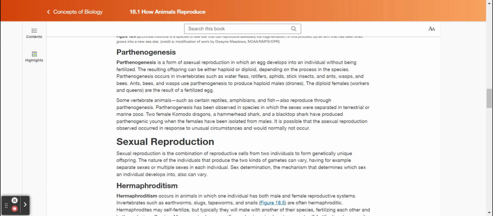Parthenogenesis has been observed in species in which the sexes were separated in terrestrial or marine zoos. Two female Komodo dragons, a hammerhead shark, and a blacktip shark have produced parthenogenic young when the females have been isolated from males. It is possible that the asexual reproduction observed occurred in response to unusual circumstances and would normally not occur.